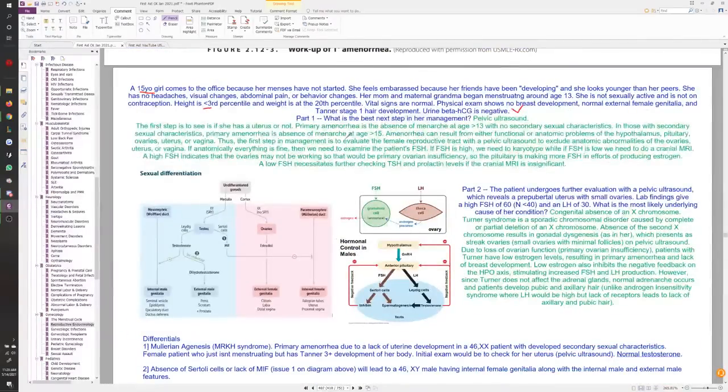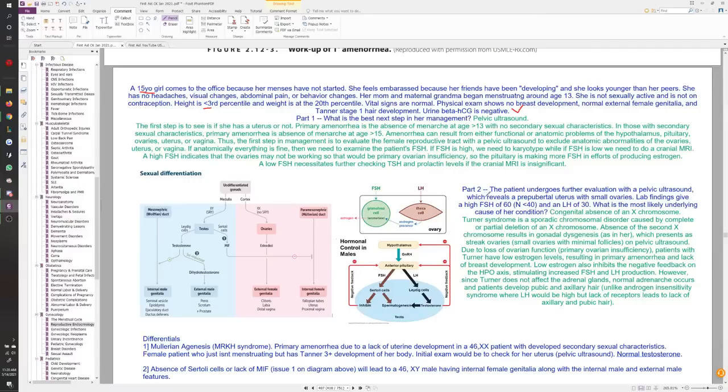So that was only part one. Part one was what's the next best step. You do the pelvic ultrasound. Okay, great. Now they go to part two. The patient undergoes further evaluation with the pelvic ultrasound, which reveals a prepubertal uterus with small ovaries. Lab findings give a high FSH of 60 and an LH of 30. What is the most likely underlying cause of her condition?